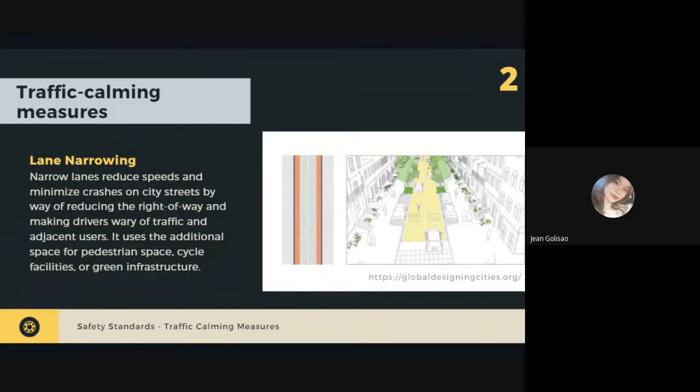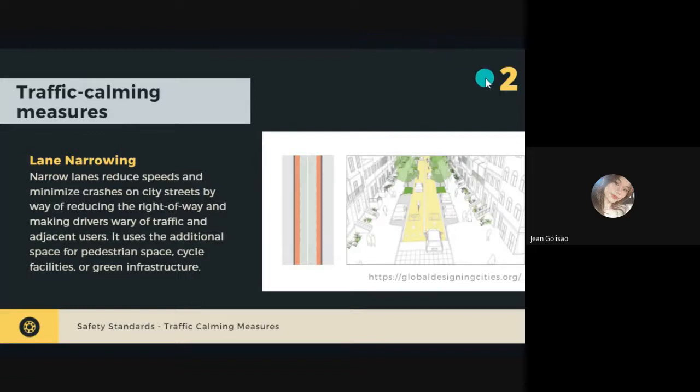So narrow lanes reduce speeds and minimize crashes on city streets by way of reducing the right of way, making drivers wary of traffic and adjacent users. So it uses the additional space for pedestrian space, cycle facilities, or green infrastructure. As you can see here in the image on the right side, the sides of the road is utilized as plant strips, parking areas, and wide sidewalks. So this makes the road much narrower than it usually was.